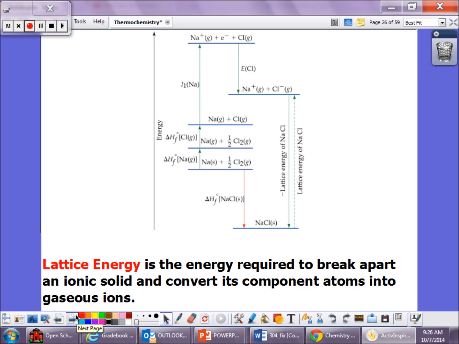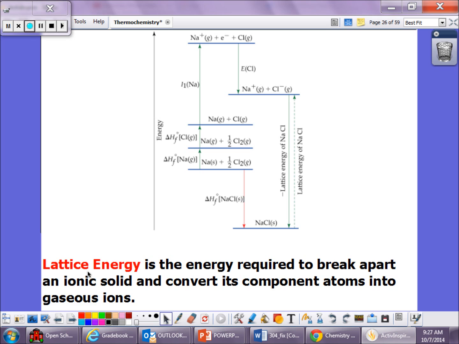Now, this is a diagram you have in your textbook, and you should be able to explain it also, that shows you the different steps for the formation of 1 mole of a compound, an ionic compound. Now, this is lattice energy. So you can write that in that definition. Lattice energy is the energy required to break apart an ionic solid and convert its component atoms into gaseous ions. Okay, the formation of 1 mole of an ionic compound.